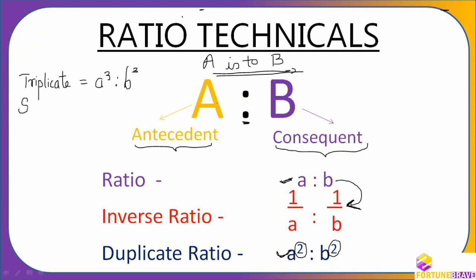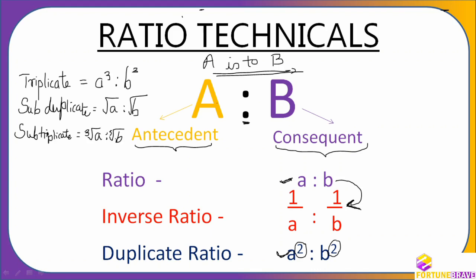And then there is sub-duplicate. Sub-duplicate means what? It is actually root of A is to root of B. Again, sub-triplicate will be, and so on, you can go on writing, cube root of A is to cube root of B. So these are mainly the ones which are normally used, but we are not going to use these concepts. These are only technical.